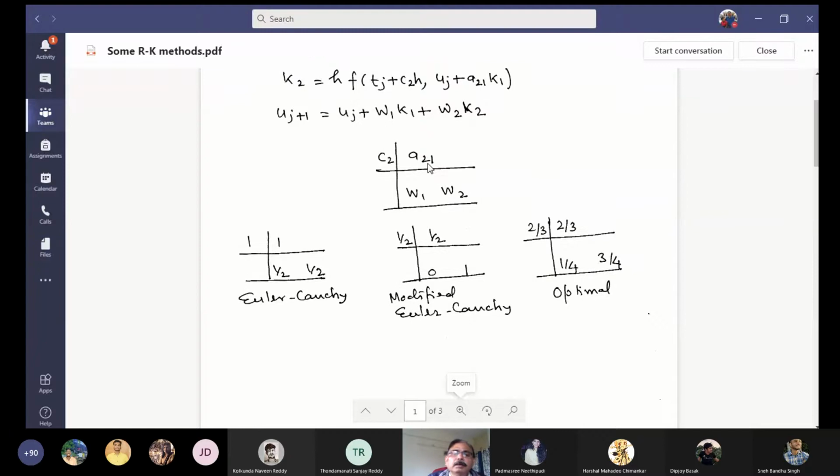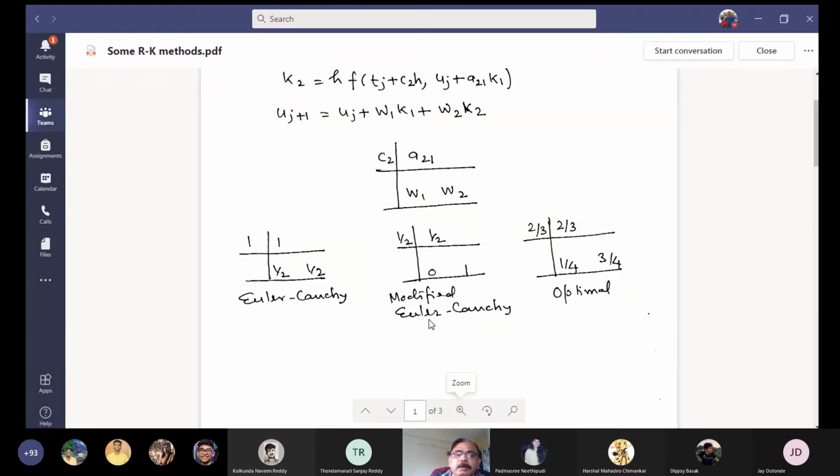The notation is like that. Whatever is written here, it will be A21. Here it is C2, here it is W1, here it is W2. So for the Euler-Cauchy method, C2 is 1, A21 is 1, and then your W1 and W2 are 1 by 2, 1 by 2. You might have seen that thing, right? And the Euler-Cauchy method was already told to you.